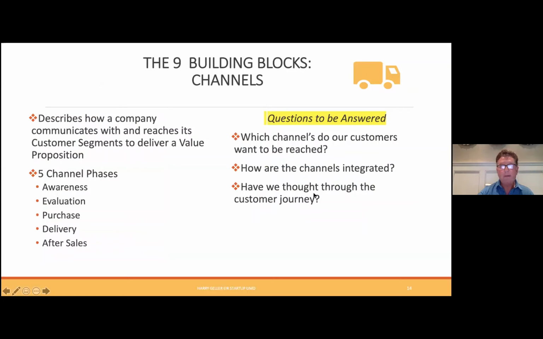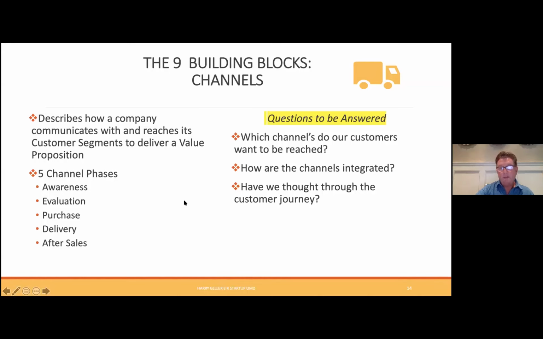The next building block is channels. A channel describes how a company communicates with and reaches its customer segments to deliver the value proposition. So the 5 channel phases are awareness, evaluation, purchase, delivery, and after sales. If you think about when you purchase something, you become aware of the product and you evaluate, is this something I want? You purchase it, you get it, and then your after sales, whether you want to return it, you like it, whatever feedback. So this is the 5 channel phases.